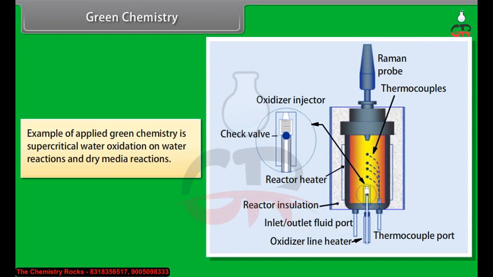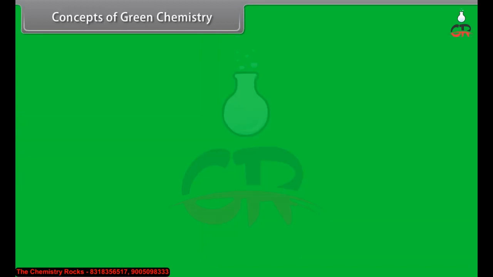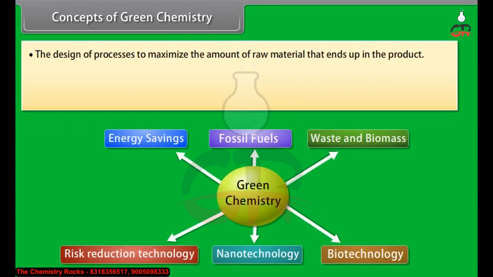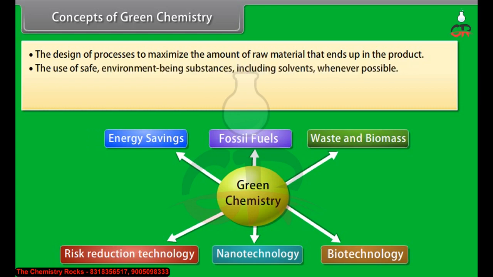Concepts of green chemistry: the design of processes to maximize the amount of raw material that ends up in the product; the use of safe, environment-benign substances, including solvents, whenever possible; the design of energy-efficient processes; and the best form of waste disposal, not to create it in the first place.